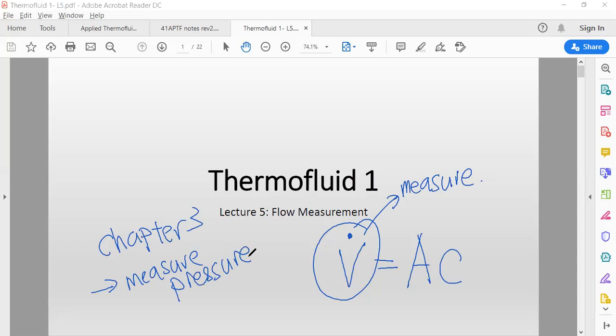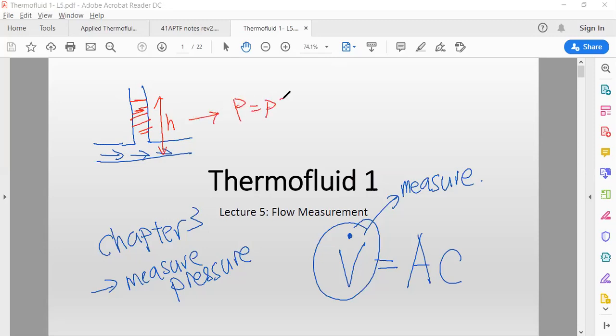We can measure pressure by using a barometer or a manometer. These are some of the ways. A simple manometer is something like this: we have a pipe, then we connect it to an open manometer, and fluid is flowing. In this manometer, we can have mercury or whatsoever. It will go up to a certain height H, which represents the pressure head. We can convert this pressure head into pressure by multiplying by rho g h. This is what we have done in chapter 3.